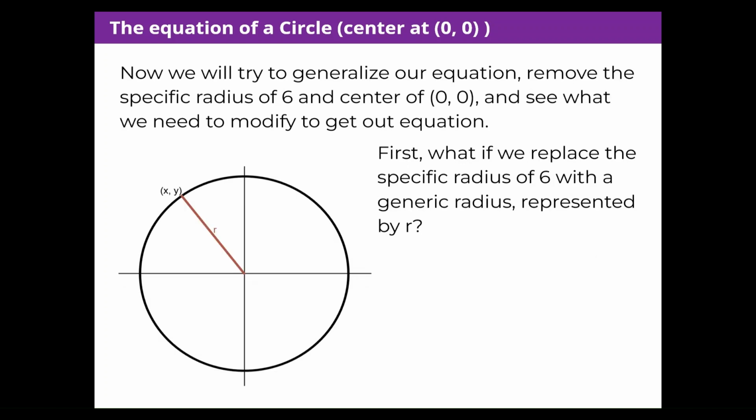So now we're going to try to generalize this. We used a specific radius of 6 and a specific center of 0, 0. Let's see what we have to do to modify our equation so that we can use any radius and any center.